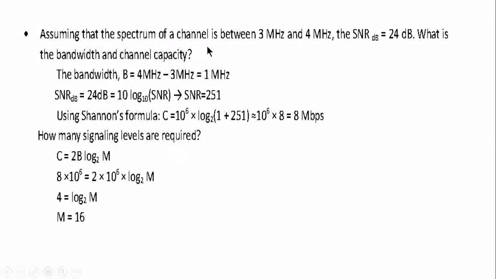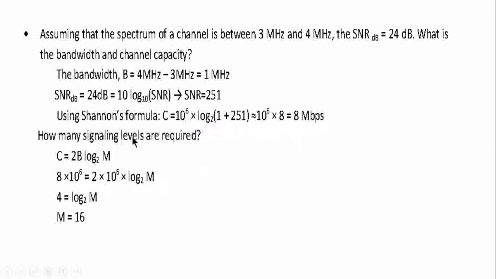Right. So assuming that the spectrum of the channel is between 3 MHz and 4 MHz, and the signal to noise ratio is 24 decibels. What is the bandwidth for the channel capacity? So you've got these, which were given. The difference that you're going to have is the bandwidth, which is just 1 MHz. And then you need to solve the signal to noise ratio, which you're going to have as 251. Then substitute in the Claude Shannon formula, which is this one, right? Which eventually you are going to get 8 megabits per second.